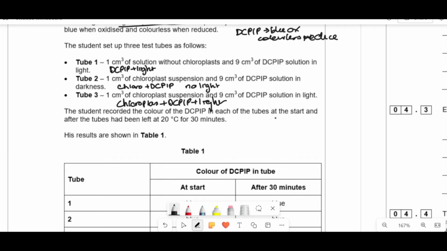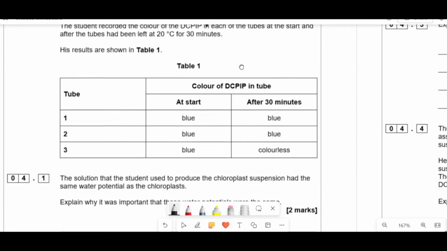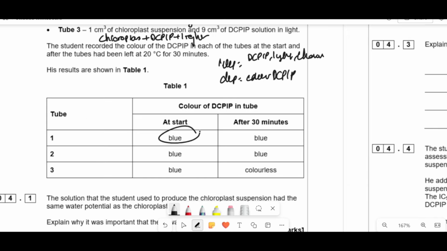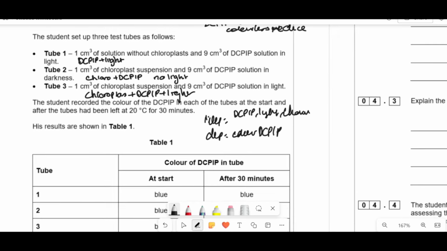The student recorded the color of DC-PIP at the start, the end, and they'd be left at 20 degrees for 30 minutes, and the results are shown in the table below. So if we look, always write where your independent and your dependent are. So your independent is going to be what? It's DC-PIP's presence, light, or chloroplasts. And then the dependent is the color the DC-PIP is at the end. If you look at the tube, so tube 1 is blue and it's blue. So immediately that's telling us that DC-PIP and light alone is not enough. You're going to need chloroplasts, because that's what these show if you add the chloroplast and the light. Because between here and here, the only thing that's different is chloroplasts, right? So then that means we need chloroplasts to be able to do things.